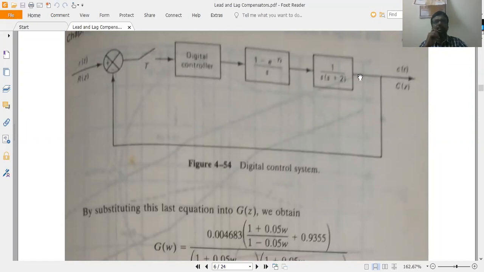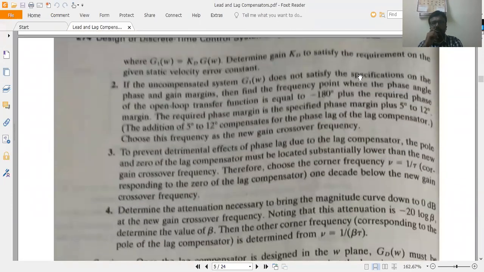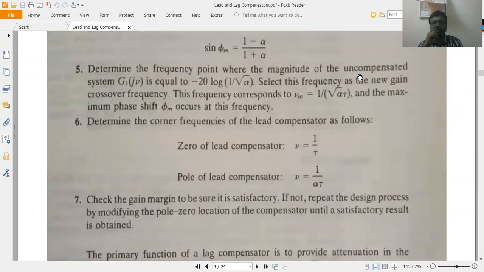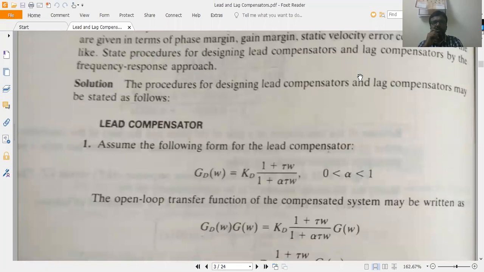Okay. So in previous university question papers, I came to know that a theory question was asked to explain the procedure of lead and lag compensators in the W plane. In the W plane, we have to write these steps for the lag compensator as well as the steps for the lead compensator. It is an important question regarding unit number 1.